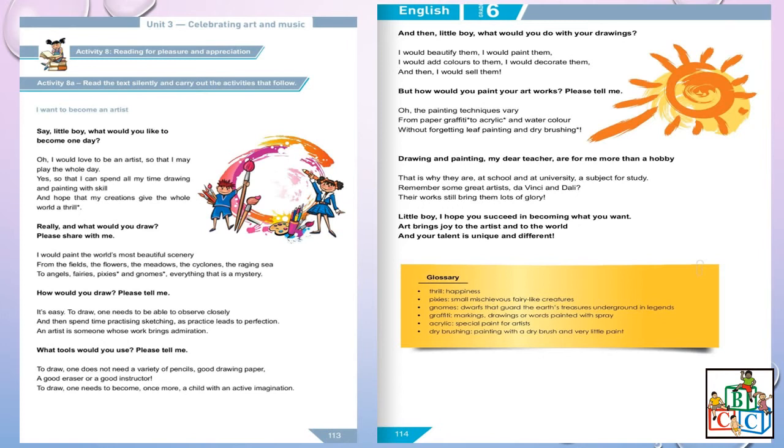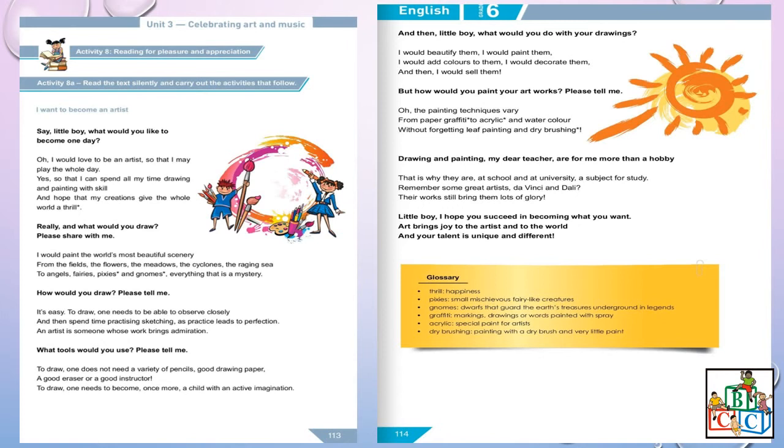artist. Say, little boy, what would you like to become one day? Oh, I would love to be an artist so that I may play the whole day. Yes, so that I can spend all my time drawing and painting with skill. Skill meaning how to do something, you are skilled. And hope that my creations give the whole world a thrill. So on the next page, 114, you have the glossary, the yellow box. Okay, you have all the vocabulary. Thrill meaning happiness.